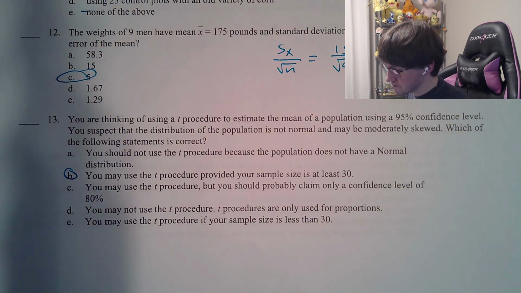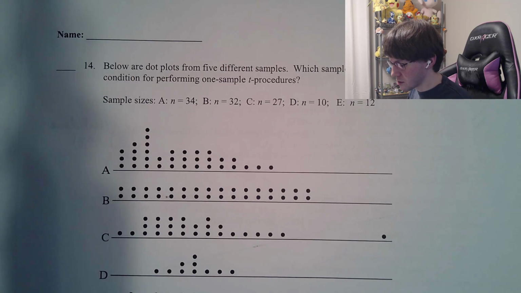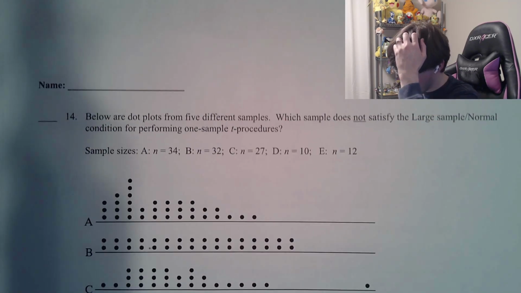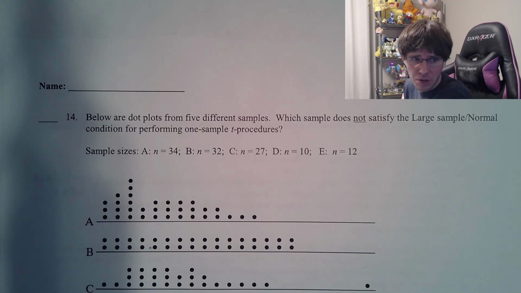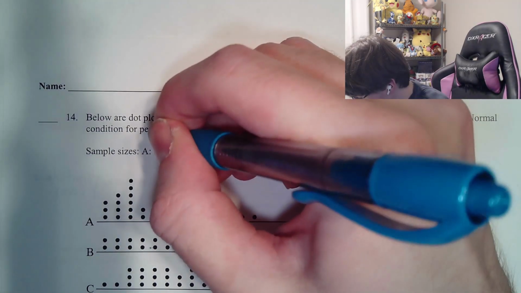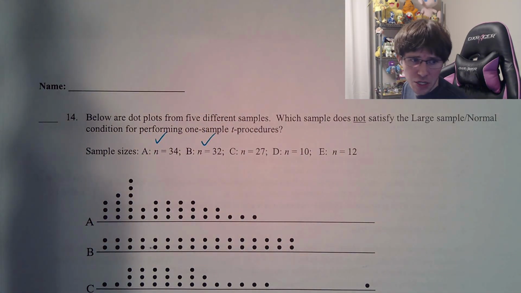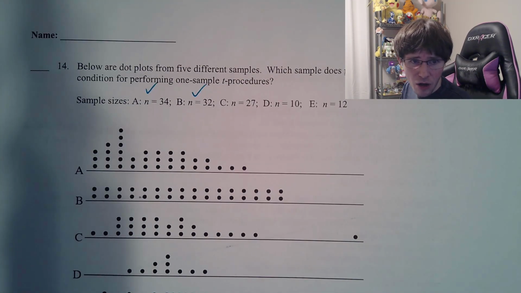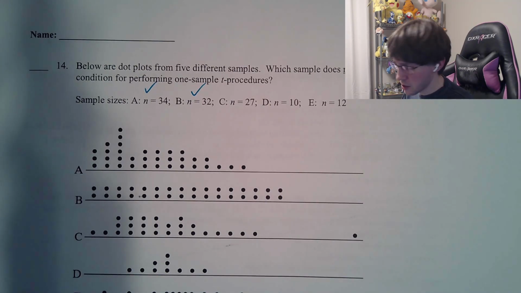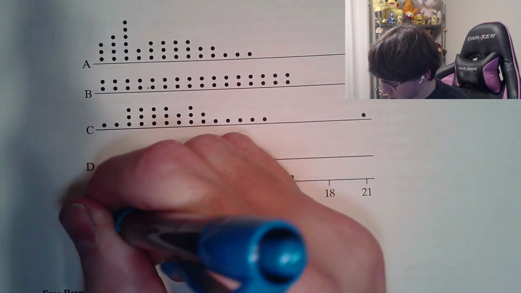Letter B. Let's move on to number 14. Below are dot plots from 5 different samples. Which sample does not satisfy the large sample normal condition for performing one sample T procedures? So A and B, looking at them, they're over 30, so they're done right away. So A and B are not the correct answer. All the other ones, though, are less than 30, so we have to look at them.